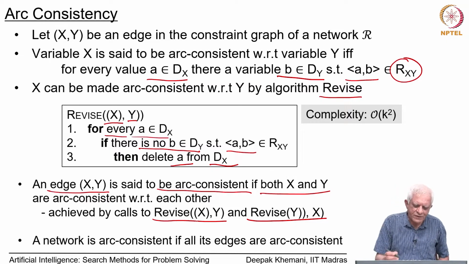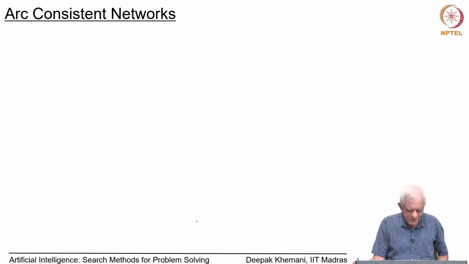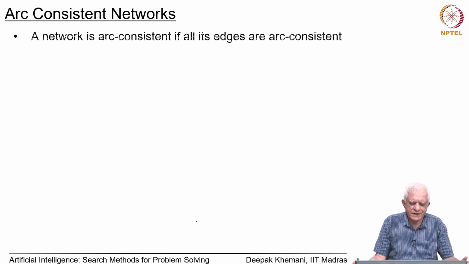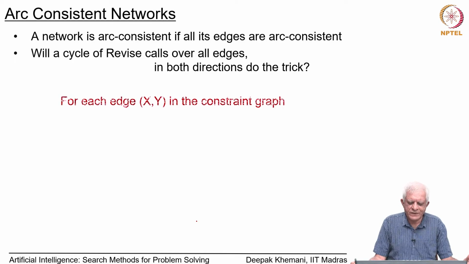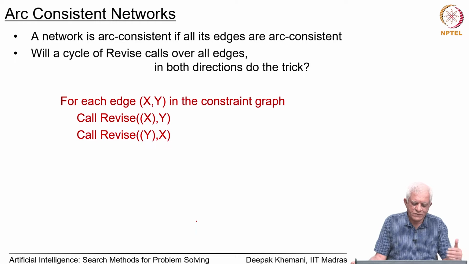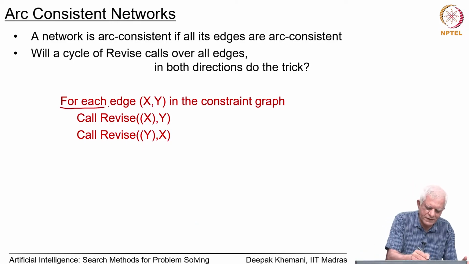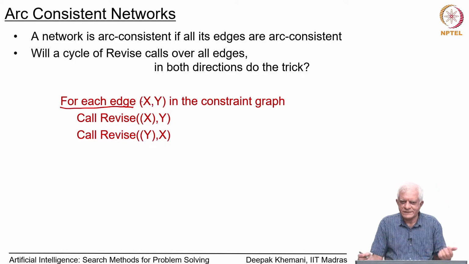So, let us look at an algorithm for making a network R consistent. We just said that a network is R consistent if all its edges are R consistent. So, will a cycle of revise calls over all edges in both directions do the trick? Can we do the following, and that is the algorithm that I have written here, or at least a snippet of an algorithm. It says that for each edge x y in the constraint graph, call revise x with respect to y and call revise y with respect to x. So, clearly you are addressing all edges, because we are saying for each edge, and we are looking at it in both directions.